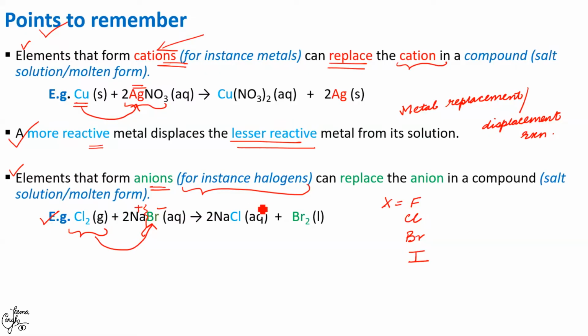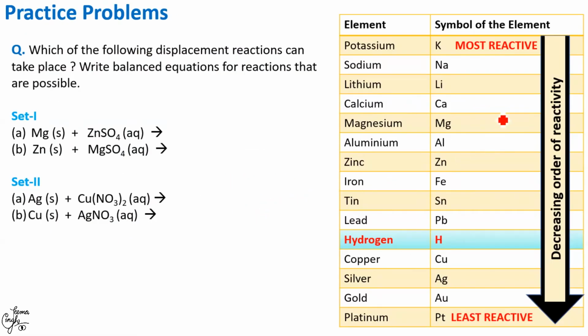Let us solve a couple of problems by taking the help of the reactivity series. The question says, which of the following displacement reactions can take place? Write balanced equations for reactions that are possible. So we have set 1 and set 2. Let me do set 2 for you.